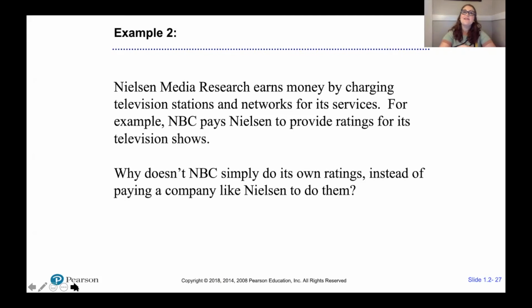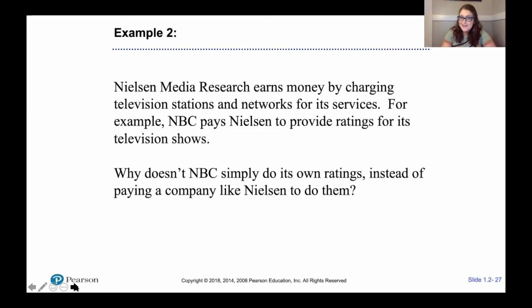Nielsen Media Research earns money. This is a real company. They earn money by charging television stations for their services, where they can provide ratings for their TV shows. This is called Nielsen ratings. You might have heard of them before.